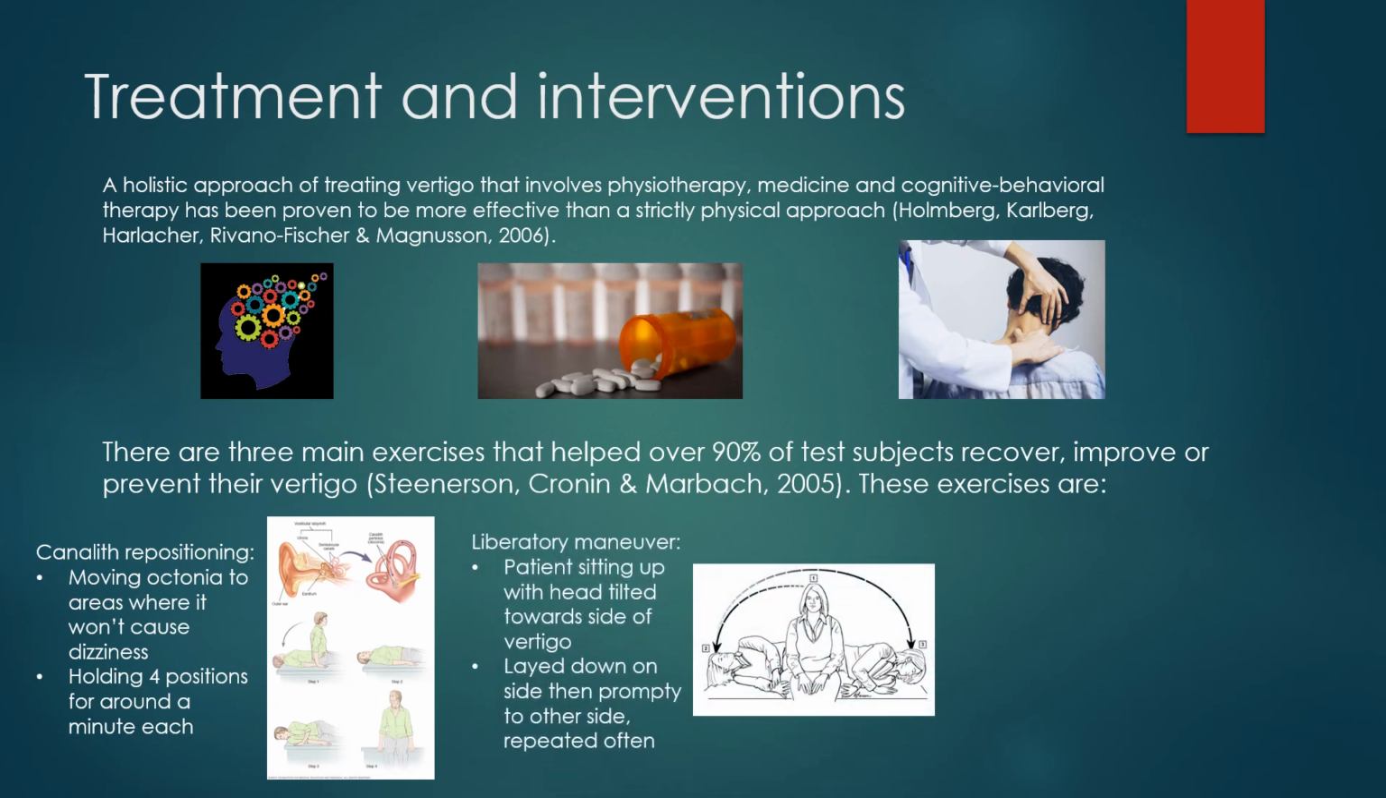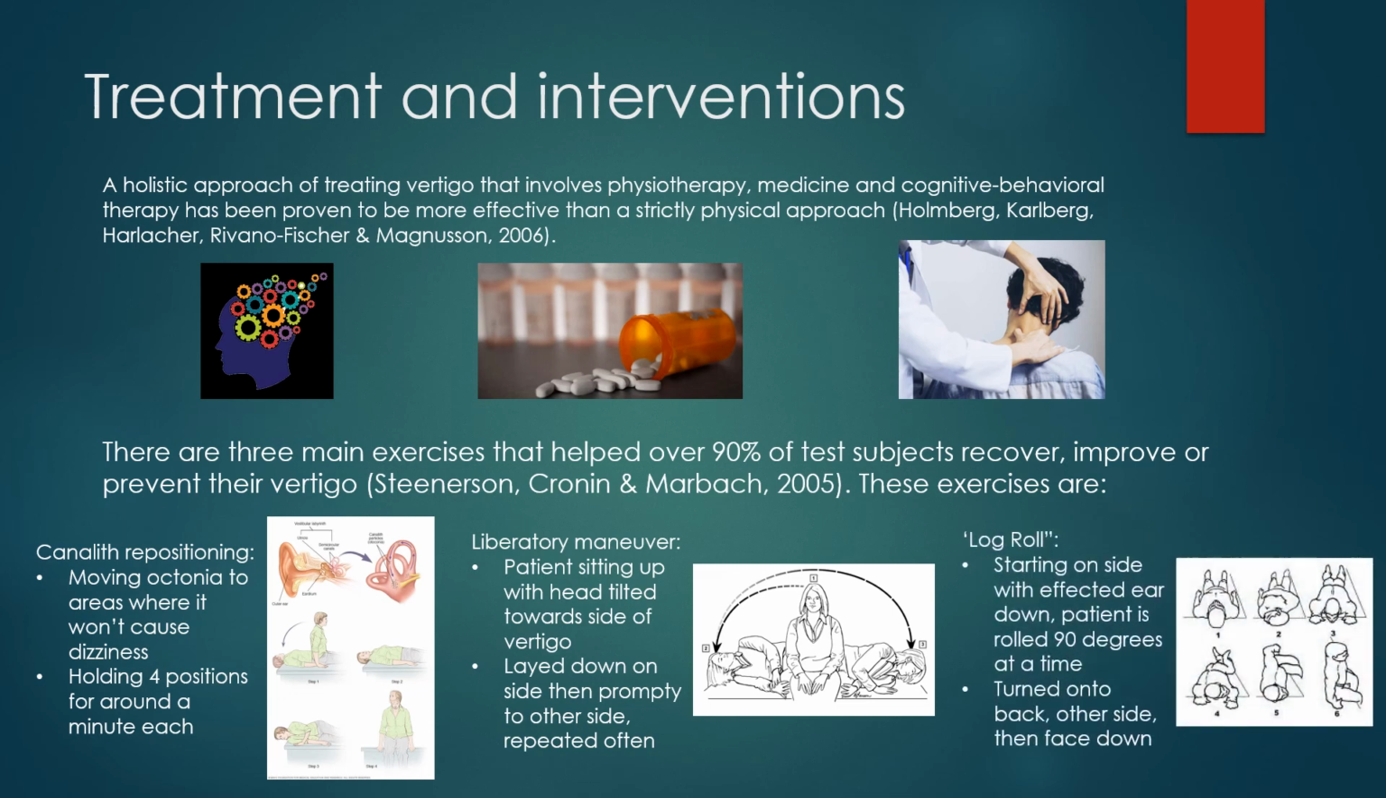The next exercise is a liberatory maneuver. It involves the patient sitting up with head tilted towards the side of vertigo. They are then laid down on their side, then promptly to the other side, and repeated often. As the purpose of this exercise is to get the patient side to side as quickly as possible, this, however, has to include rest at both positions and a slower transition so the vertigo does not get worse.